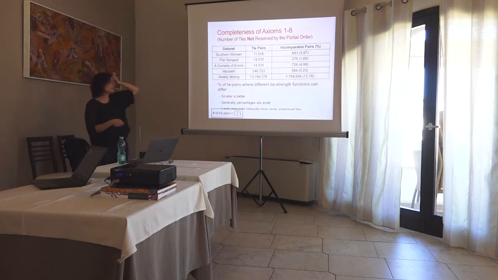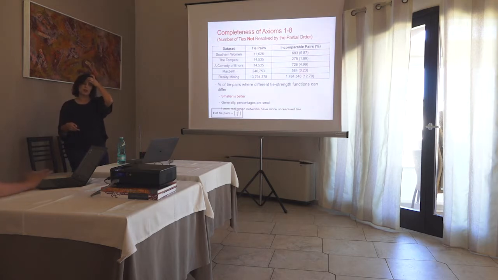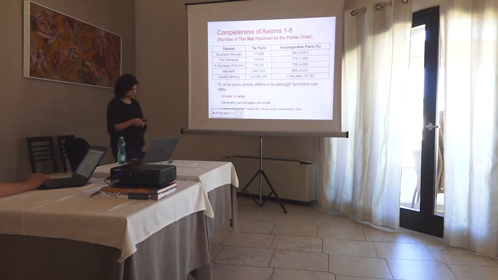Okay, so the first thing that you want to do is figure out how complete your axioms or your properties are. Basically, I want to know the number of tie strengths that my partial order cannot resolve. So obviously, I want this number to be small. I don't want to have a partial order where the number of ties that I cannot resolve is very high. Now you may say, wait a second, the graphs you showed me, the number of nodes were rather small. Why are the tie pairs so large? The reason the tie pairs are large is because there's a tie, so there's a pair, which is a two. So it's n choose two, then two from that.